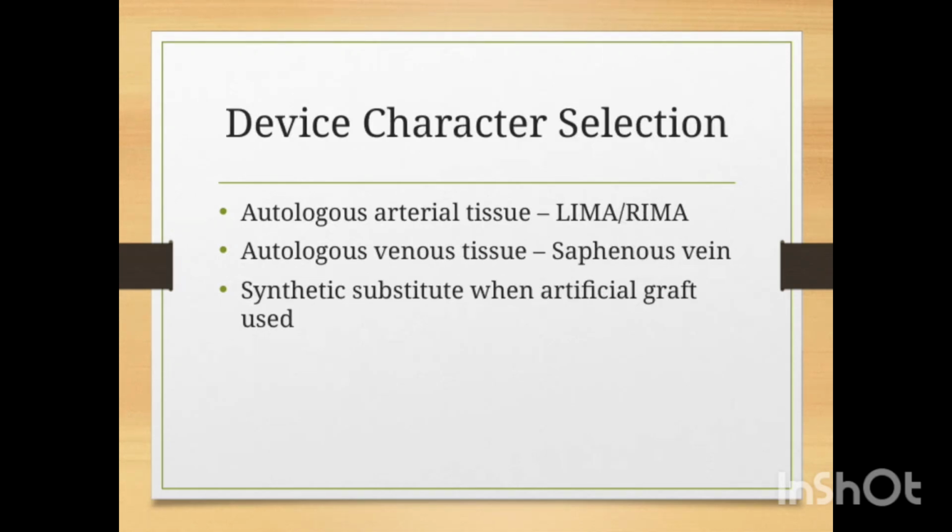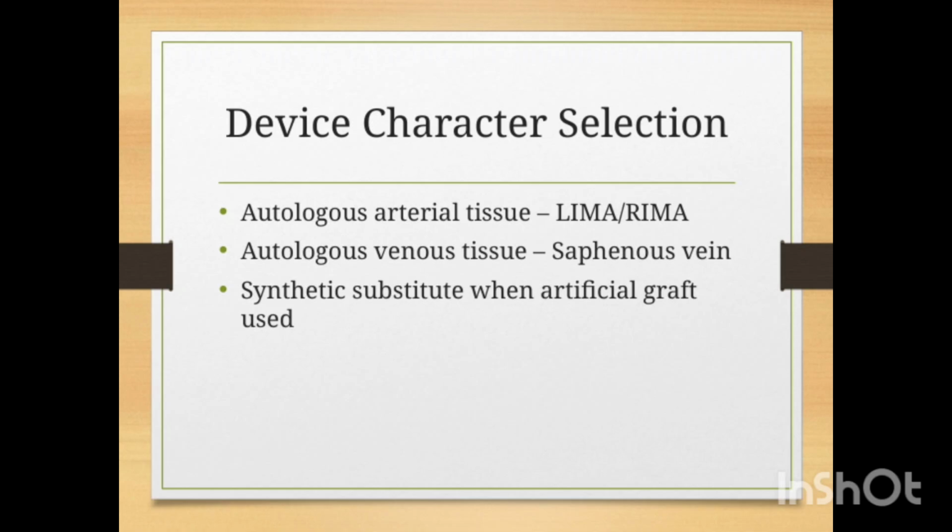Let's talk about the types of grafts we commonly use. First, autologous arterial tissue, such as the LIMA and RIMA, which are the left and right internal mammary arteries. These are often preferred because they tend to have better long-term patency and lower risk of complications. Next, we have autologous venous tissue, with the saphenous vein being the most typical choice. While it's more readily available and easier to harvest, it may not last as long as arterial grafts, so we consider this when planning the procedure.